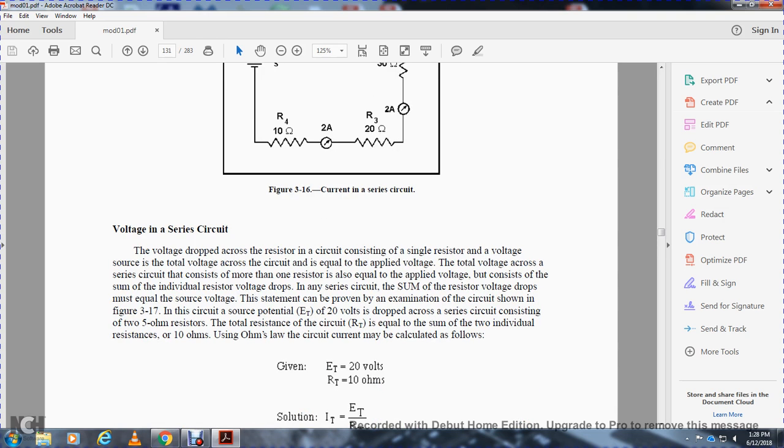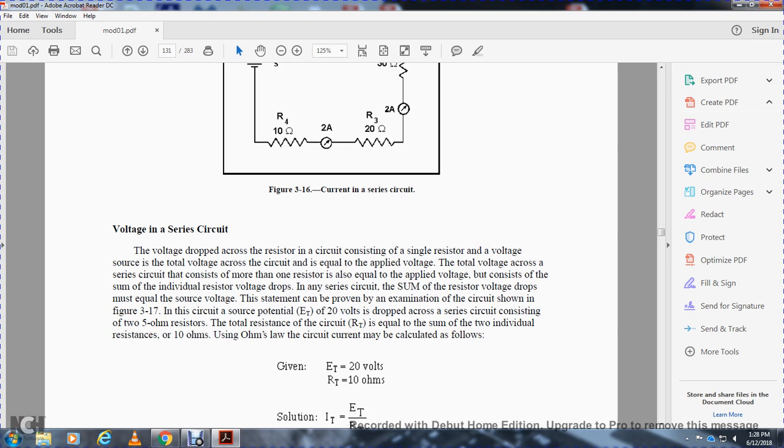Voltage drop: the total voltage of a circuit consisting of a single resistor is equal to the applied voltage. The total voltage of a series circuit consisting of more than one resistor is equal to the sum of the individual resistor voltage drops. In a series circuit, the sum of the resistor voltage drops equals the source voltage. The proof is in the examination of the circuit shown in figure 317.